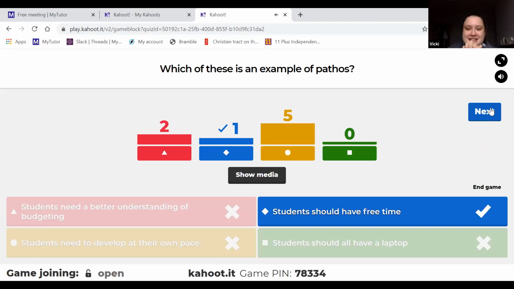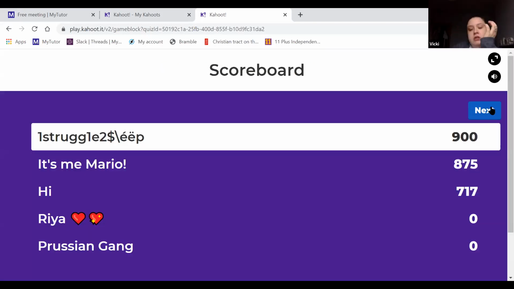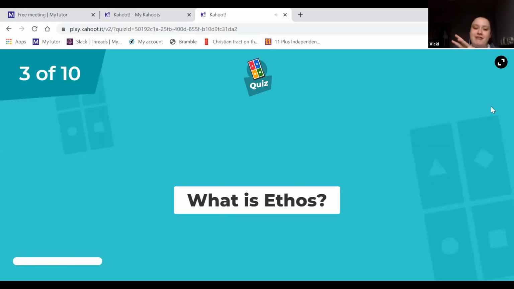I'm being really mean with these today. Right, so students should have free time. So pathos is all to do with emotions, feelings, what you guys sort of want to do, essentially. But I will explain these all to you, so don't worry if you don't know what they are.